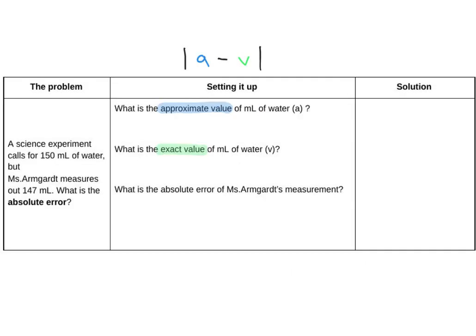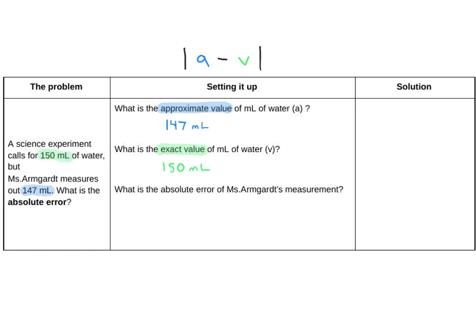Let's look at an example of how to use absolute error. We're doing a science experiment and it calls for 150 milliliters of water, but Ms. Armgart measures 147 milliliters. What is the absolute error? What you're going to want to start to do is think, okay, what do we know? What is the approximate value of milliliters? What is the exact value of milliliters? Then we can calculate using A minus V and find out the absolute error of Ms. Armgart's measurement.